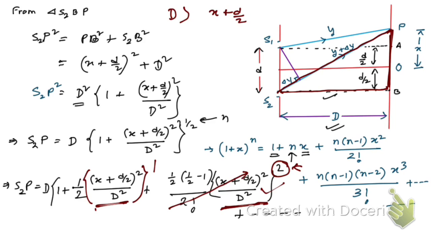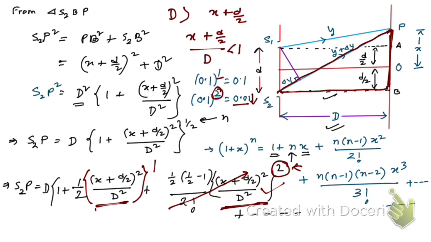Therefore if you divide x plus d by 2 by d, then you must get a number less than 1. Suppose, let me take an example of a number which is less than 1. Suppose 0.1. Power 1 on 0.1 is gonna be 0.1. Now if you take power 2 on it, then it's gonna give you 0.01. Now you see, higher the power, smaller the value, right? Hope you have understood this.